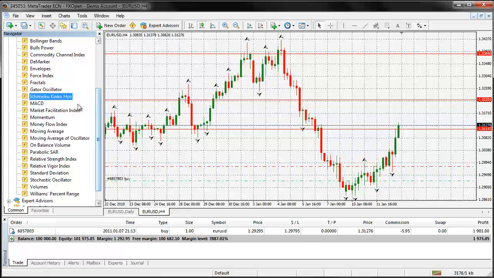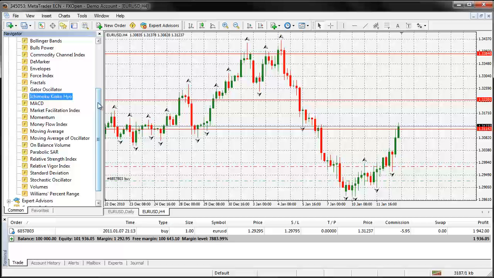This particular indicator was created by a Japanese man back in the 1920s or 1930s or so, and he was trying to work out how he could analyze the Japanese markets for imports and exports, and he wanted to determine how far the stock would go up or down, or when to actually get in on the trade.